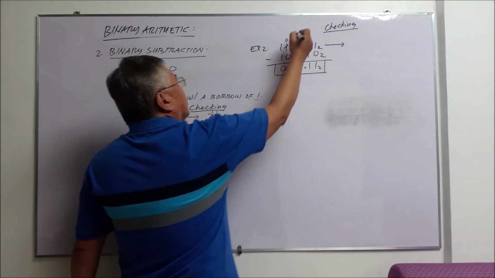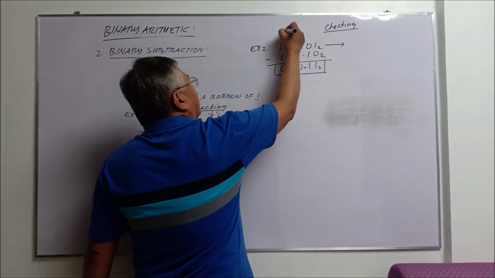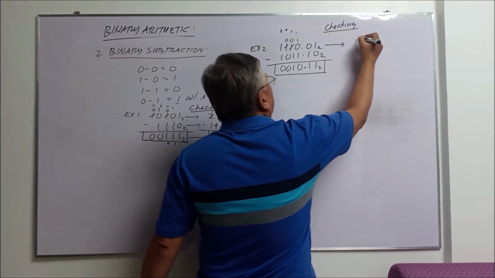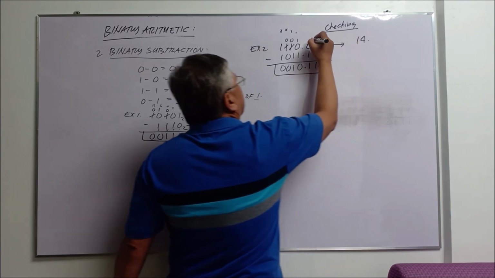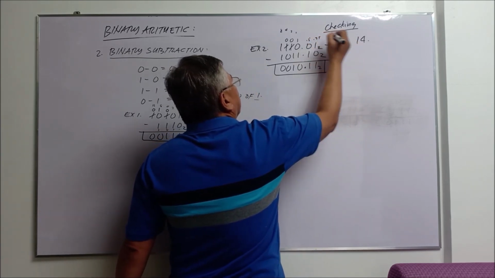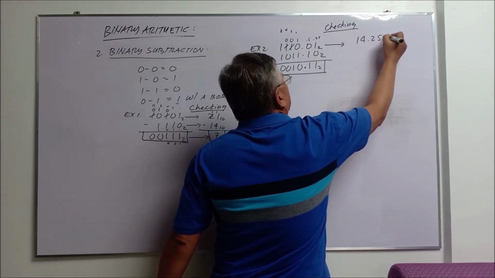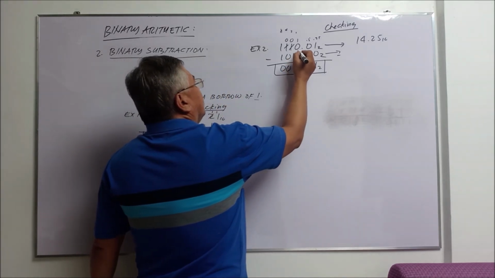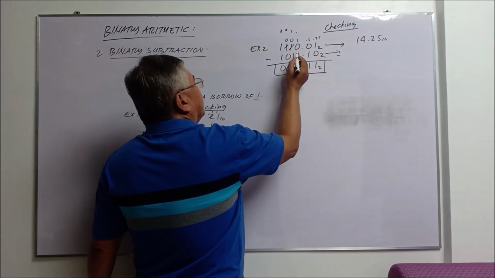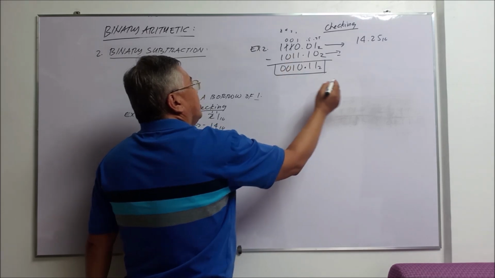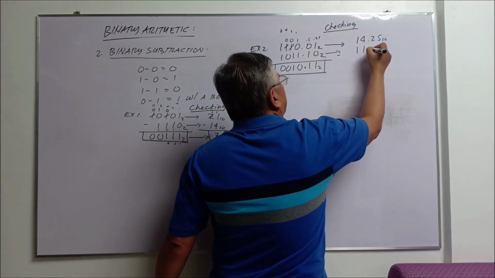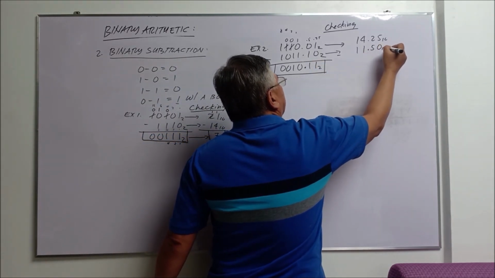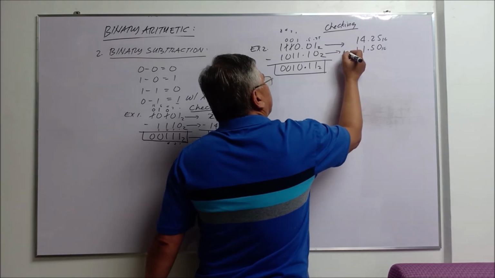Now, if you want to check, okay? So you have 1, 2, 4, 8. 8 plus 4 is 12 plus 2 is 14 again. 14 point what? 0.5 and 0.25. So 14.25 of base 10 minus this one here, which is 1, 2, 4, 8. 8 plus 2 is 10 plus 1 is 11. 11.5 of base 10. So we subtract.